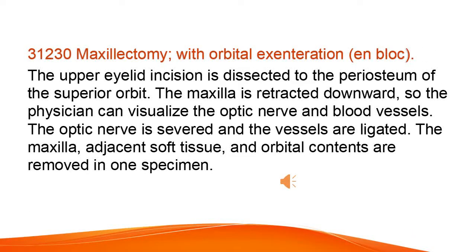Maxillectomy, with orbital exenteration, and block. The upper eyelid incision is dissected to the periosteum of the superior orbit. The maxilla is retracted downward, so the physician can visualize the optic nerve and blood vessels. The optic nerve is severed and the vessels are ligated. The maxilla, adjacent soft tissue, and orbital contents are removed in one specimen.